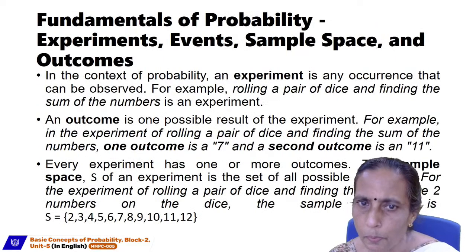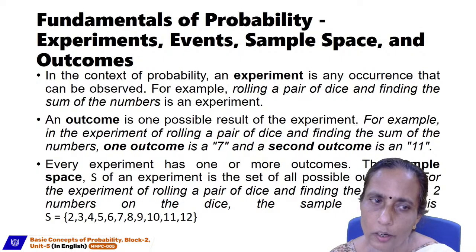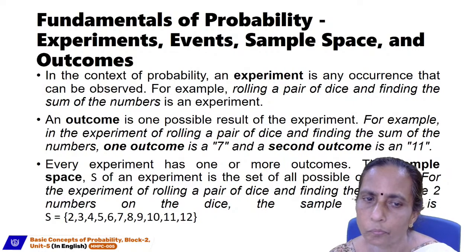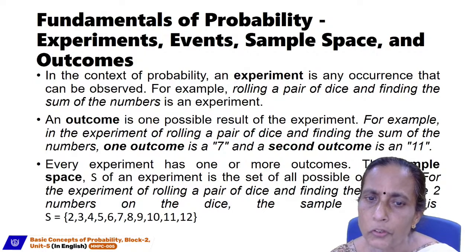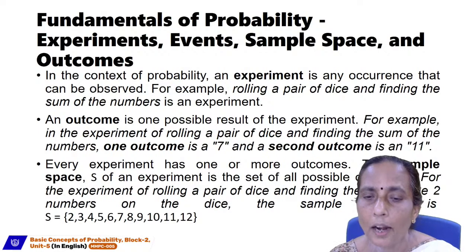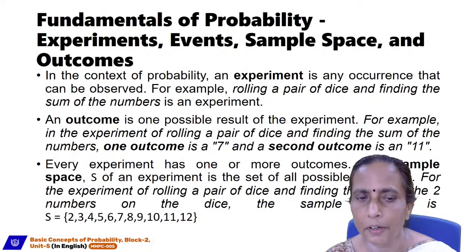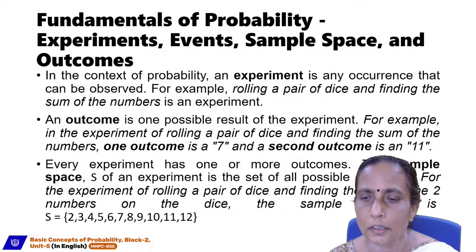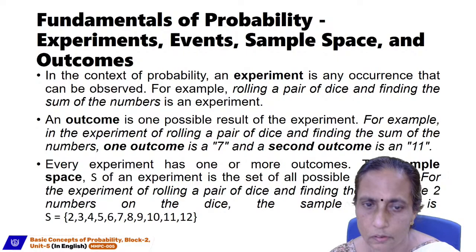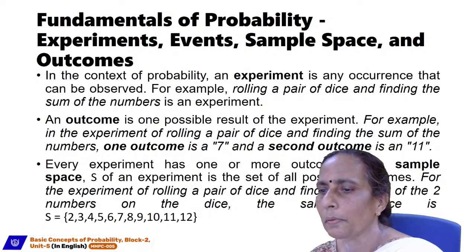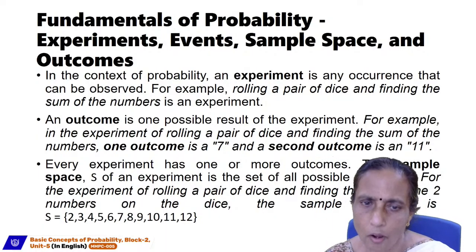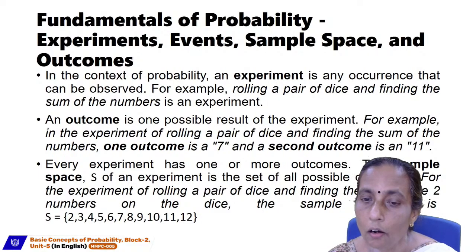Then, in the context of probability, an experiment is any occurrence that can be observed. For example, rolling a pair of dice and finding the sum of the numbers is an experiment. Suppose I'll be throwing two dice simultaneously. An outcome is one possible result of the experiment. For example, in rolling the pair of dice, one outcome is that the sum of the numbers is 7 and a second outcome is 11. So every experiment has one or more outcomes.